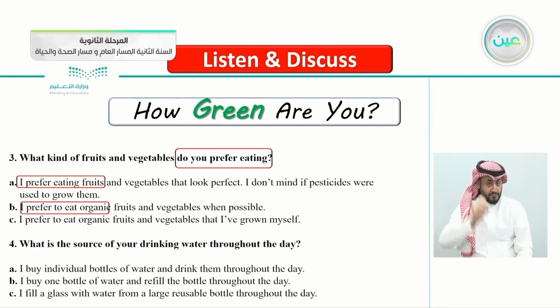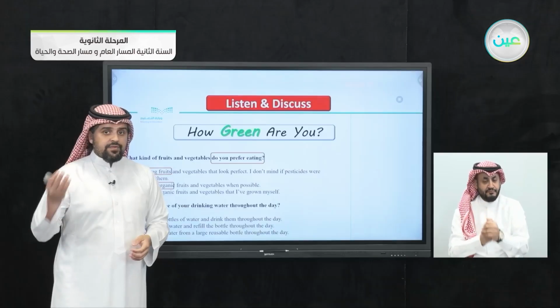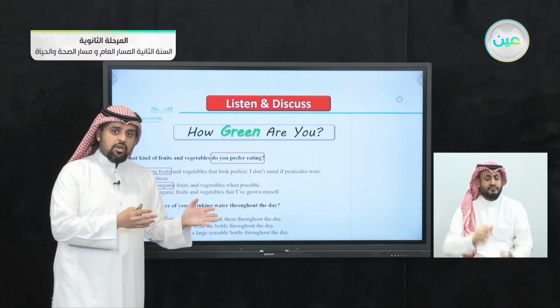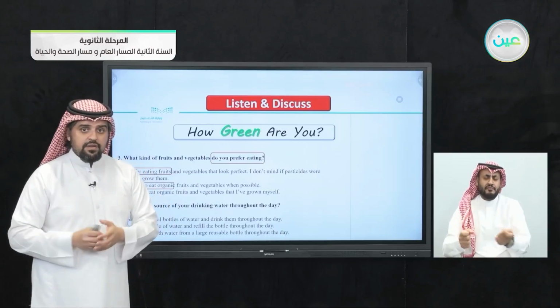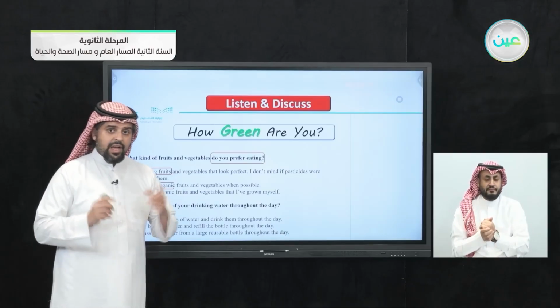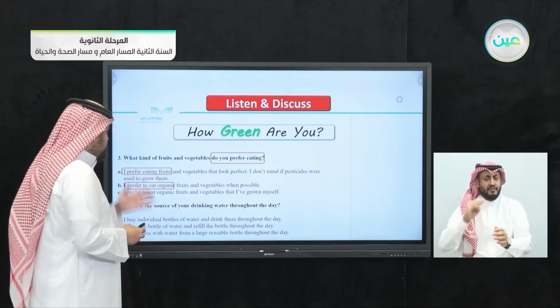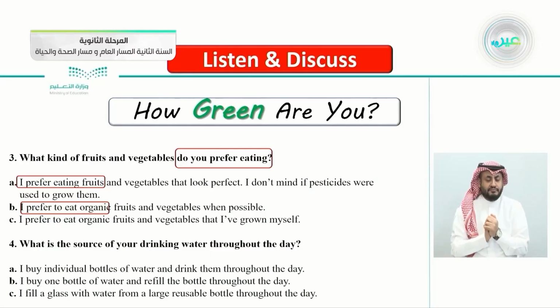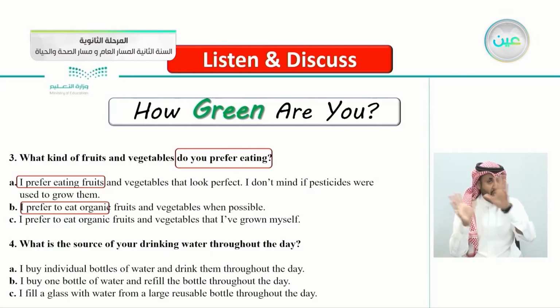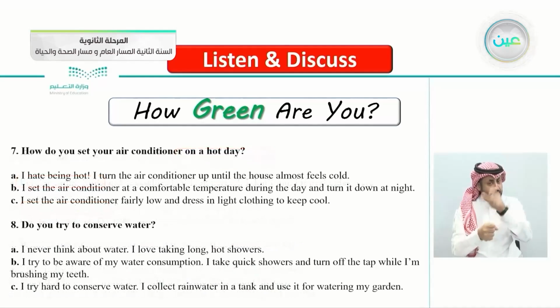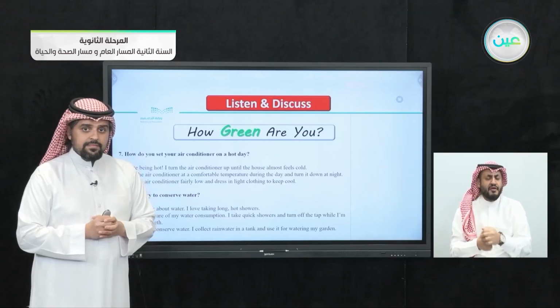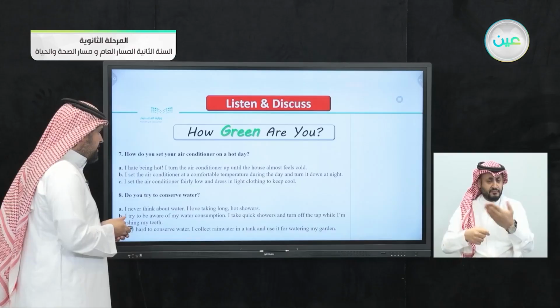So you can say I prefer eating, or you can say I prefer to eat. So you can use the gerund or the infinitive form. And remember, they both act as a noun. You can say I prefer eating fruits, or you can say, as in answer B here, I prefer to eat organic fruits, and so on. What about 7 and 8 here? Can you spot for me some gerunds and infinitives? Let's check them together here.